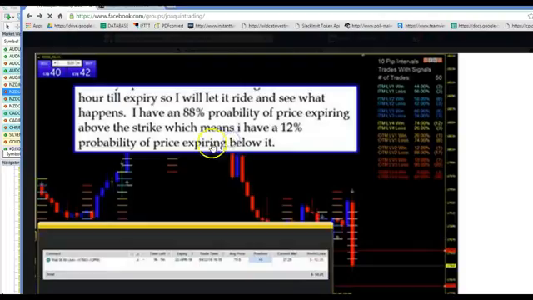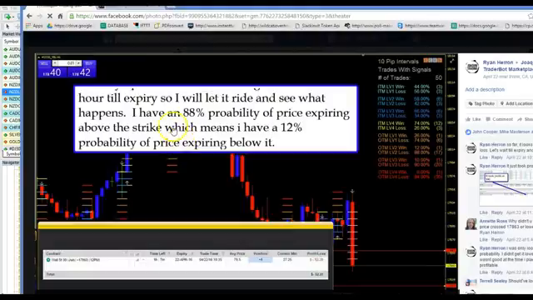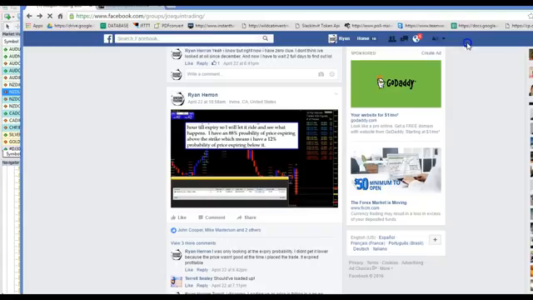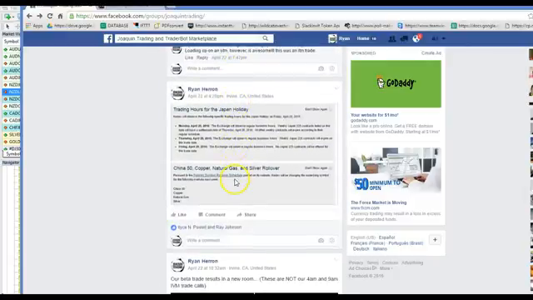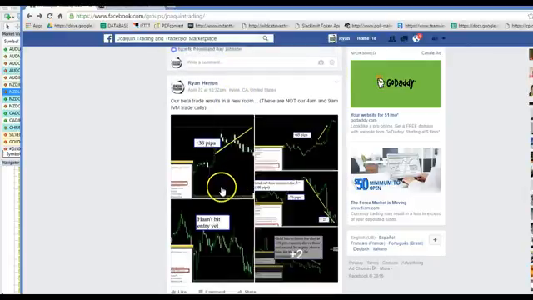Okay, this one expired, profitable. It has an 88% probability of price expiring, but this is not. This is for the TraderBot tool suite, so go check out that video. I'm just looking for the IBM. IBM 38 pips, hasn't hit entry.